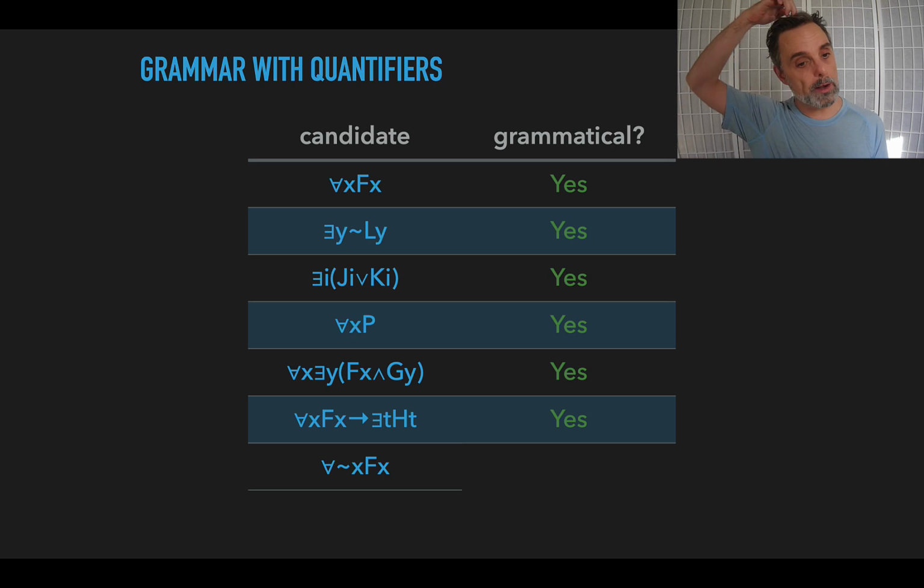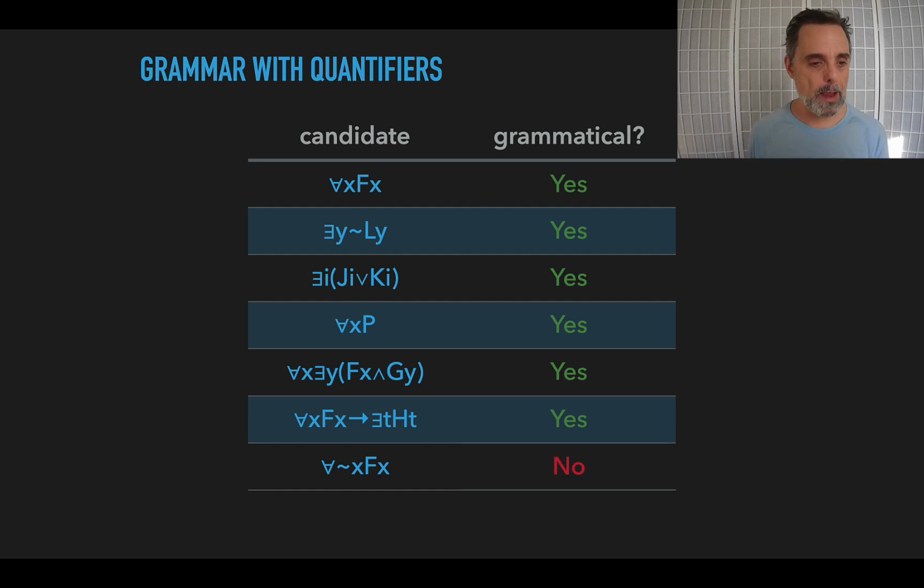How about for all, not x, Fx? Fx is fine. That's a formula. But then x Fx is not a formula, and so you can't put a negation on the front of that. When you have Fx, you could put a negation on it, or you could put for all and then x, and then you could put a negation on the front of that. But the negation has to go on either side of for all and then x. It can't go in the middle, so that doesn't count.